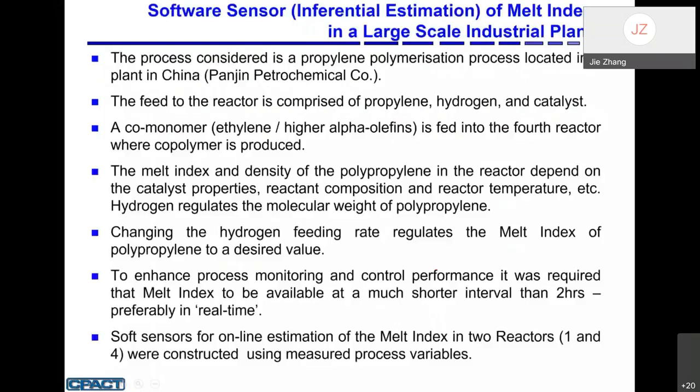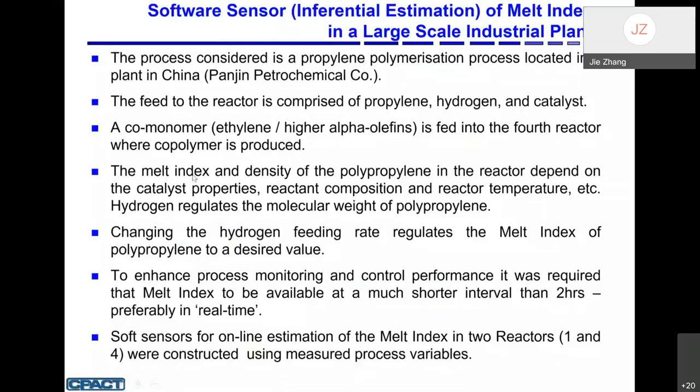Now let's look at the applications. In this case, we build a soft sensor for melt index in a large-scale industrial plant. The process considered is from a petrochemical plant in China, called Panjin Petrochemical Corporation. The feed to the process contains propylene, hydrogen, and catalyst. A copolymer is also fed into the fourth reactor when the copolymer is produced. In this polymerization process, one important product quality variable is called melt index.